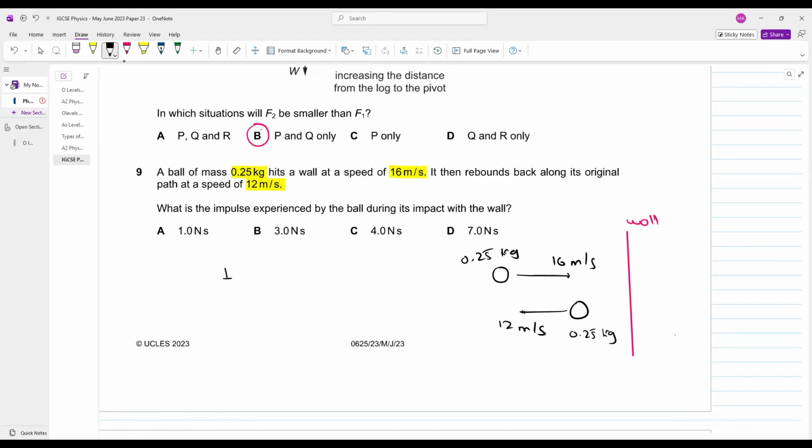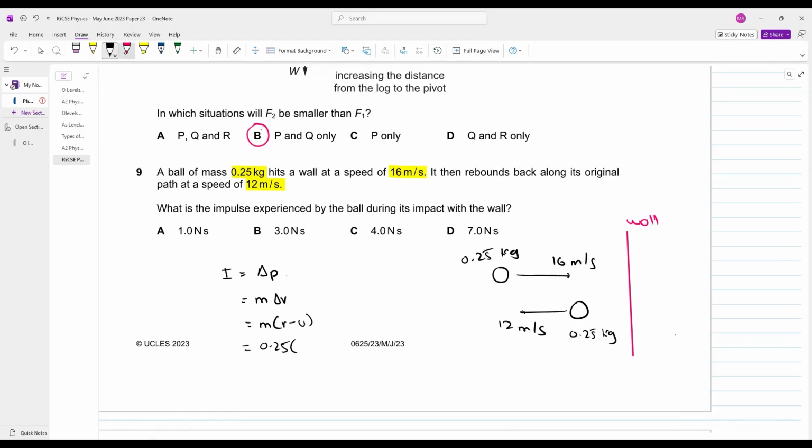Can you calculate the impulse? Impulse is equal to what? Change in momentum. How can you calculate change in momentum? Mass into change in velocity. Now, can you realize you can write change in velocity as final minus initial? Yes. What is the mass? 0.25. What is your final velocity?